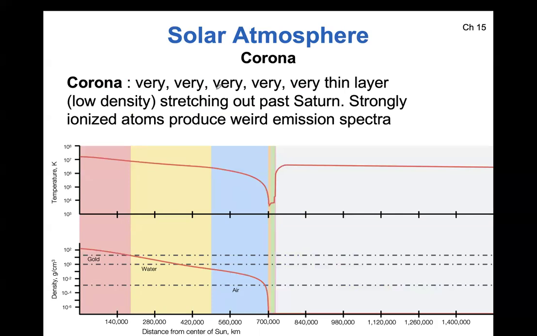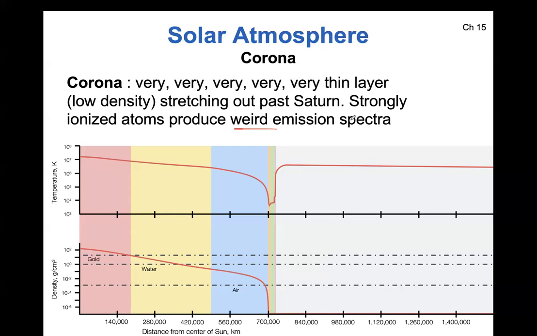And then we reach the corona, which is a very, very thin layer, low density, in other words, that stretches out past Saturn, although most of it is well within the orbit of Venus, and most of it is even closer. So don't get too bogged down by thinking that it goes out that far, right? It's just the very edges of this, really kind of the solar wind at that point. But anyway, it consists of strongly ionized atoms that produce weird emission spectra, right?